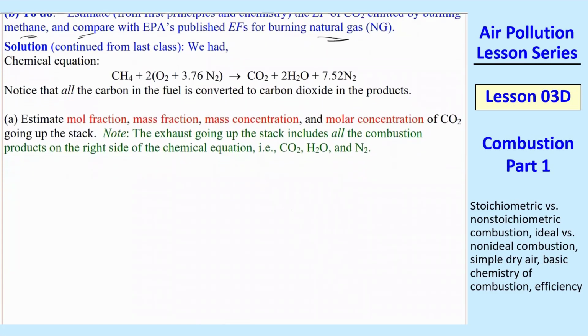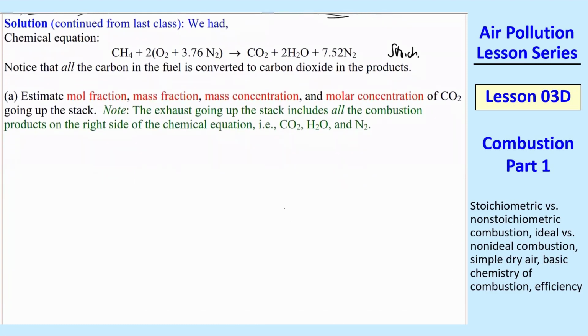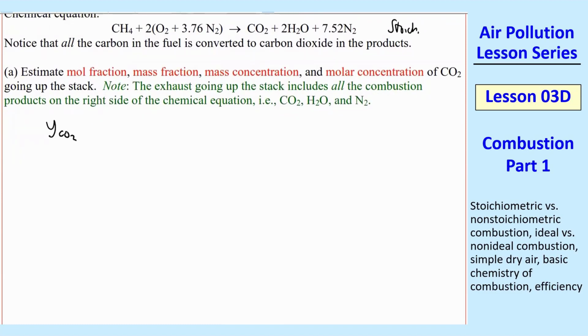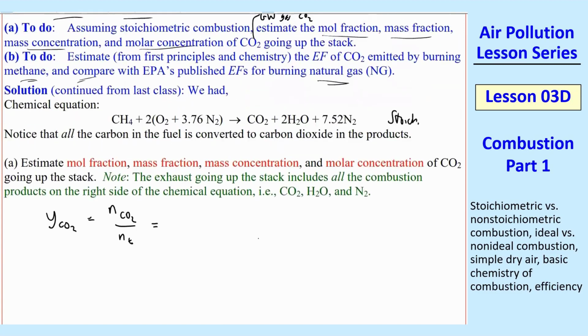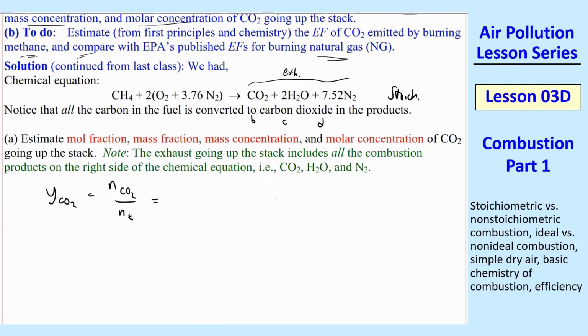We had this equation from the previous example, and again, this is stoichiometric or ideal, so we've converted all the carbon into the products. Let's look at mole fraction first. Y CO2 is defined by definition, this is a lot of review again, N CO2, number of moles of CO2 over number of moles total in the exhaust. And what is the exhaust? Well, this is the exhaust. And remember, these coefficients here were B and C and D. So in terms of the coefficients, this would be B over B plus C plus D.